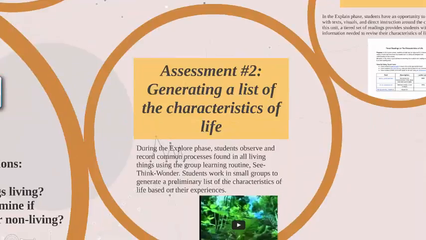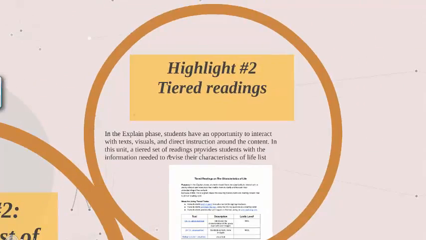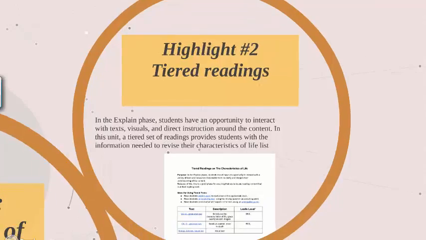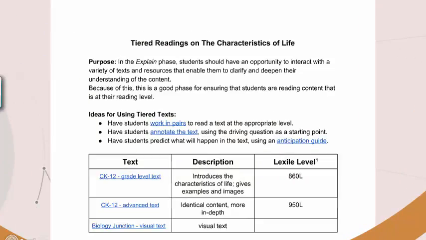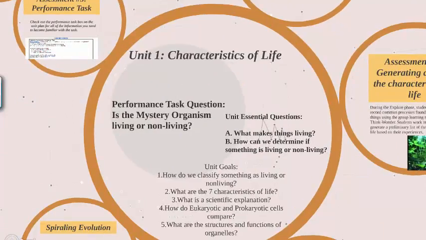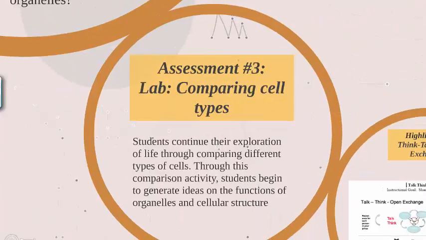In the second assessment, students generate their own list of the characteristics of life through observing a variety of life processes, such as plants reacting to sunlight. Students then deepen their understanding of the characteristics of life through engaging with a text that accommodates their reading level or interest. The goal of assessment number 3 is to explore the differences and commonalities between eukaryotic and prokaryotic, and plant and animal cells.